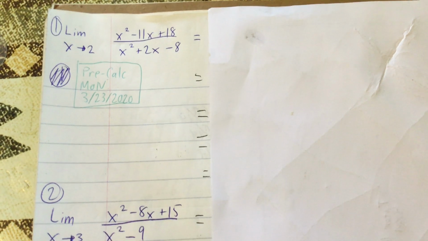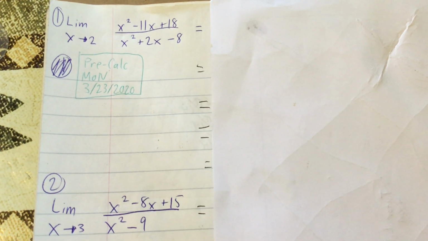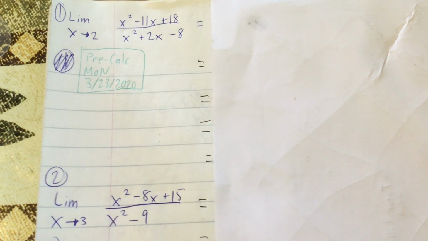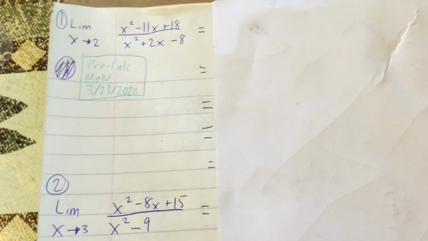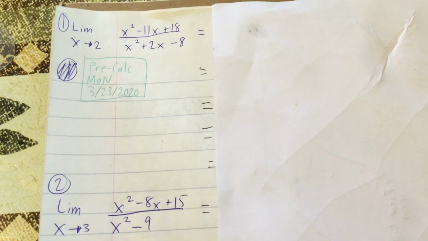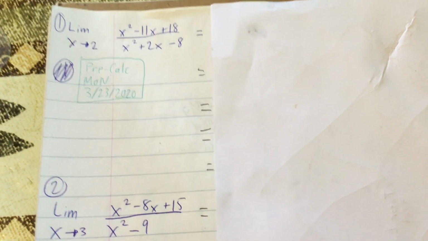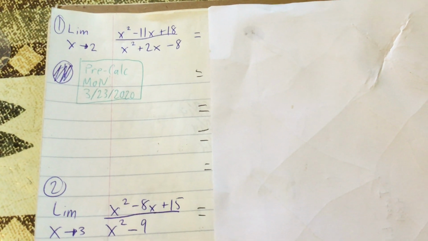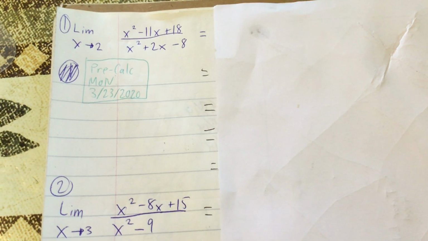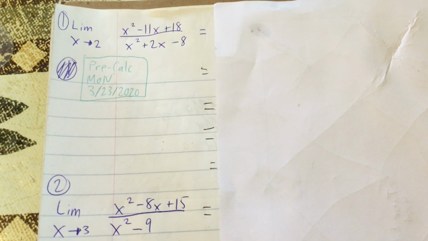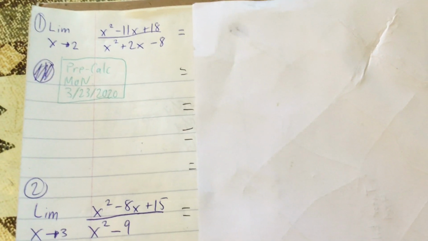You'll notice that all these are familiar. They're from the simplifying rational expressions. I'm just gonna add a limit to it just to make it complete. So the limit as x approaches 2 for x squared minus 11x plus 18 over x squared plus 2x minus 8. Spoiler alert, it's going to be a 0 over 0 limit. So let's factor.